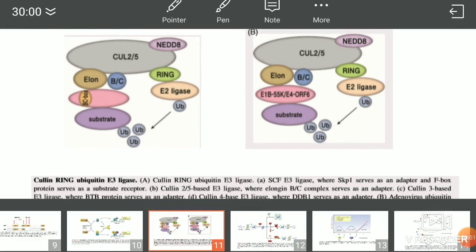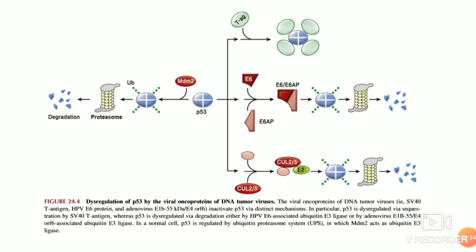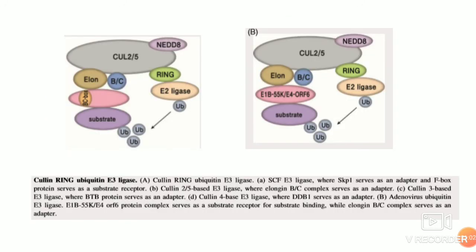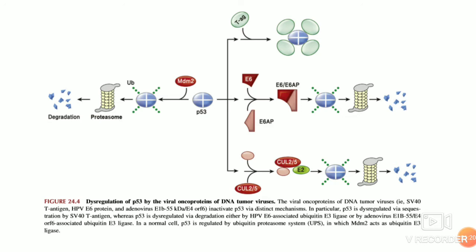So it will target P53 and degrade P53 via the proteasome. It also targets the MRN complex, which is an important complex in sensing DNA damage, which exhibits endonuclease and exonuclease activity, and that MRN complex is phosphorylated or ubiquitinated and degraded by the proteasome complex. The other viral proteins are also degrading P53 by the proteasome complex.